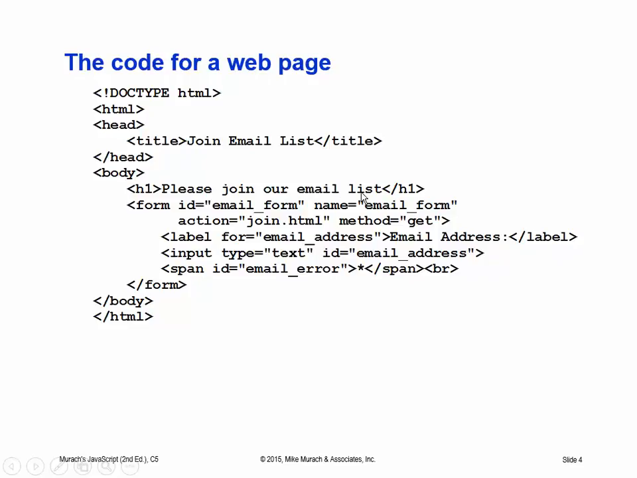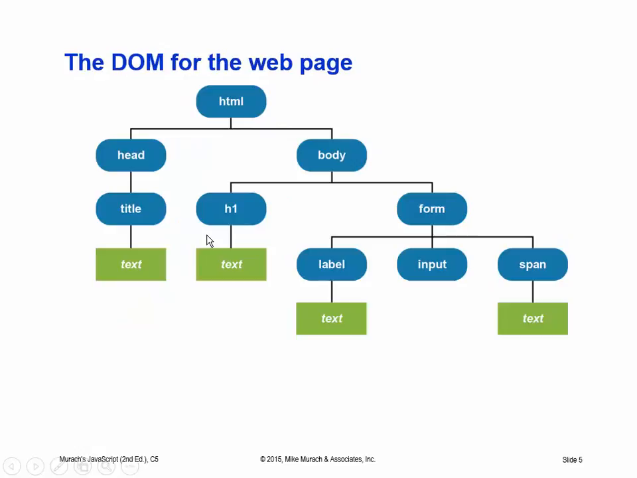The H1 has a text child. The form has a label child, an input child, and a span child. Really just the label and span have text children. So you get this.